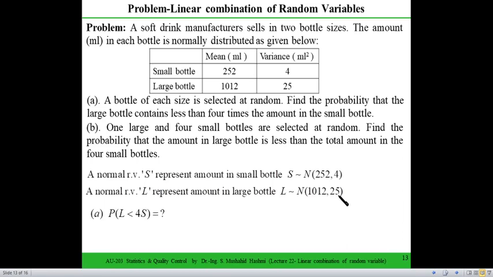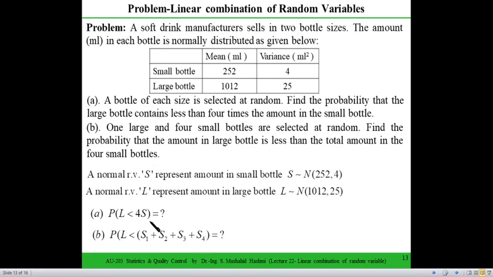In the first part, what is actually mentioned is that you need to know the probability that the volume in the large bottle is less than 4 times the volume in the small bottle. So you are actually multiplying here by 4. 4 times means you are multiplying 4 with the volume of the small bottle. And here you have the total amount of the 4 small bottles, so you are adding S1, S2, S3, S4. So this is a sum of variables. This is 4 times this S. So these two situations A and B are different.